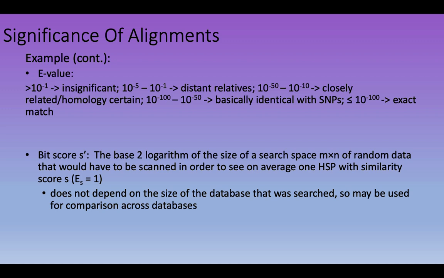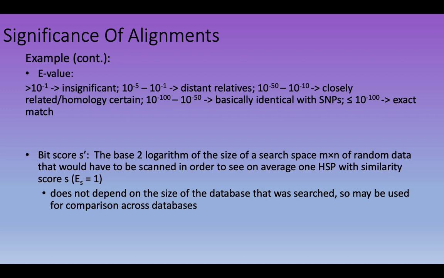If we think about how we interpret e-values, basically any e-value greater than 0.1 we would think about as being insignificant. Anything that's 10 to the minus 5 to 10 to the minus 1 we would consider to be distant relatives. Anything between 10 to the minus 50 and 10 to the minus 10 we would see as closely related, if not homologously certain. And anything that's 10 to the minus 100 to 10 to the minus 50 we would identify as basically identical. And then sometimes you can get even smaller than that, and it's basically an exact match.